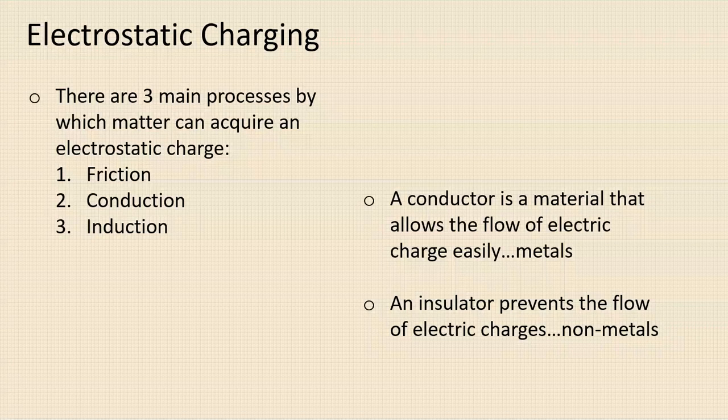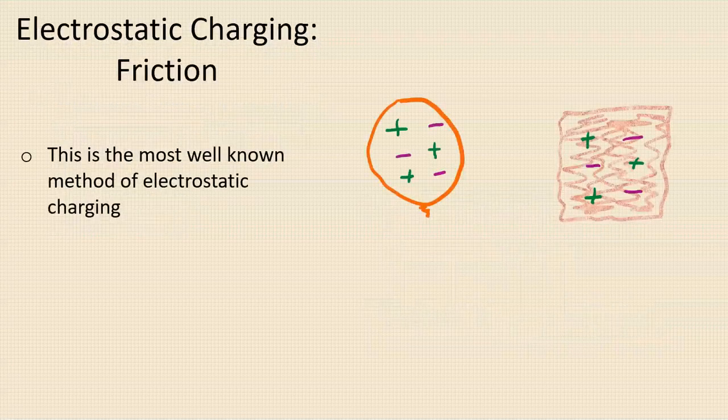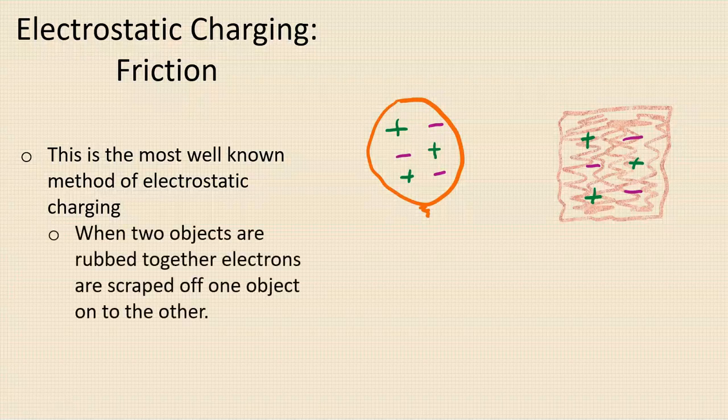So let's go ahead and look at the first method of electrostatic charging, friction. This is probably the most well-known method of electrostatic charging. If I give you a balloon and ask you to charge it, you'll probably rub it against a piece of fabric or your hair to give it an electric charge, to get that static electricity you're used to. So basically we're just rubbing objects together, and when you do that, the electrons essentially scrape off of one object onto the other.